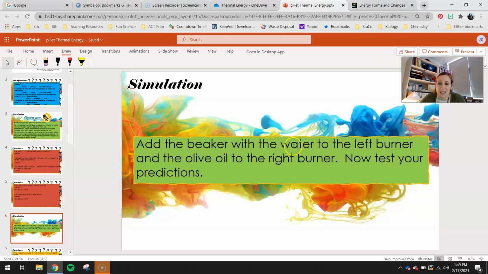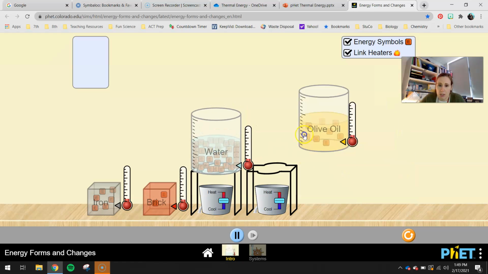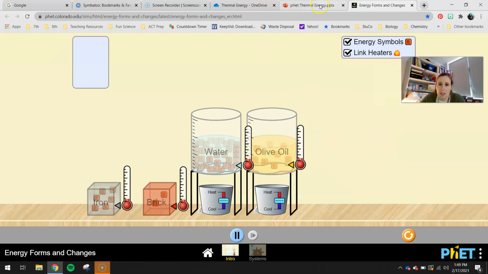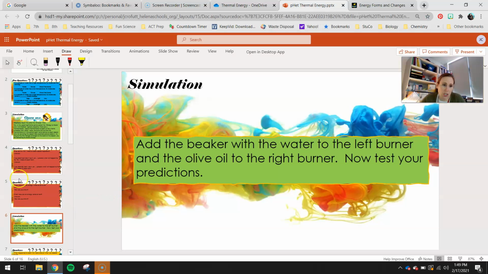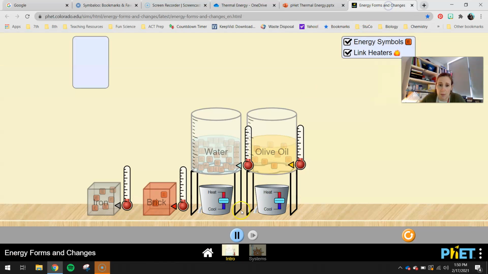Add the beaker with the water to the left burner and the olive oil to the right. Now test your predictions. So here's your water here. Here's your olive oil here. And then you can go ahead and test your predictions. Your predictions said, if you add heat, predict what will happen to the E's inside of each item. So do that. You'll link them. You'll add heat. Because they are linked, if I turn this one up, this heater will also turn up.